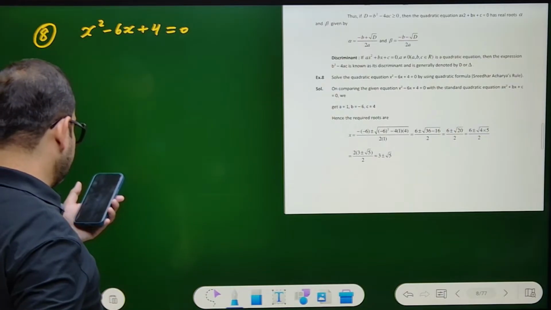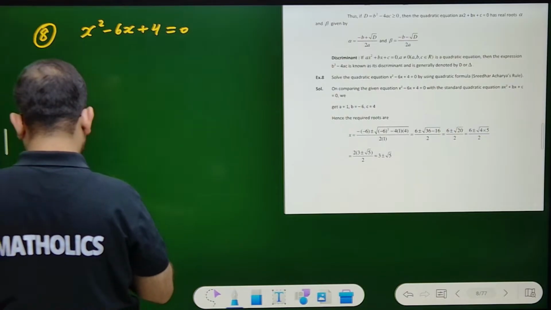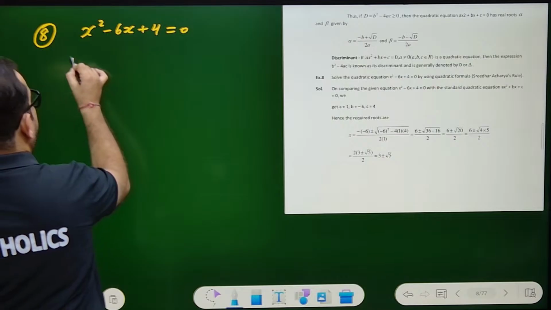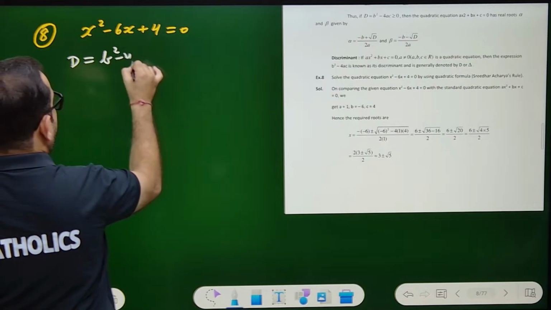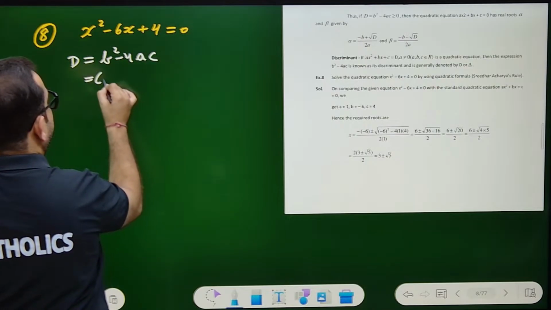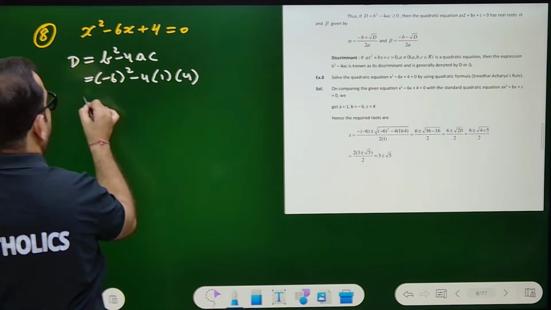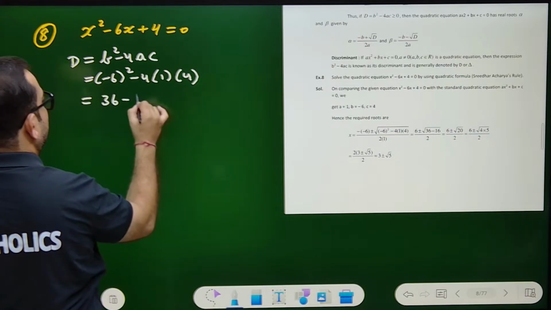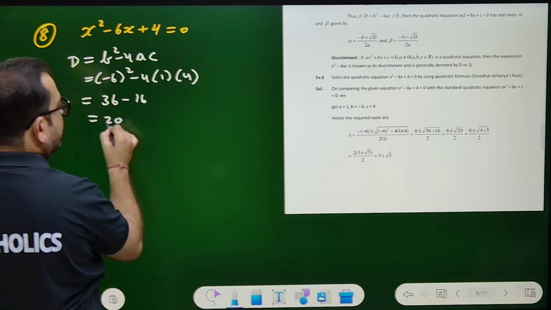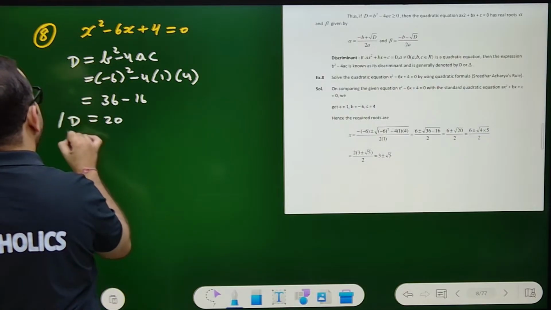For this question, if we find the discriminant, what will be the value of D? D will be b square minus 4ac. What is b? It is minus 6 whole square, minus 4 into a is 1, c is 4. It is 36 minus 16. That means it is 20. So D is 20.